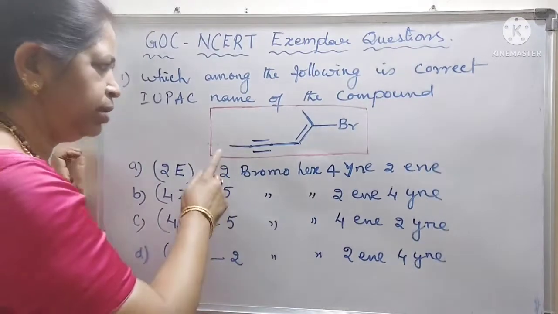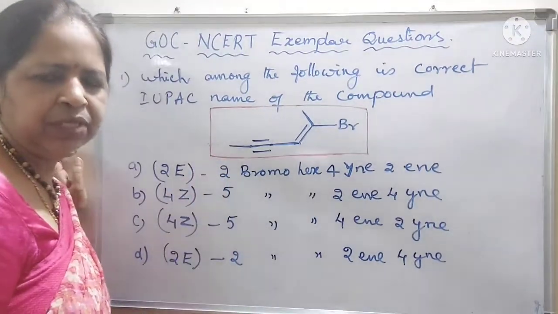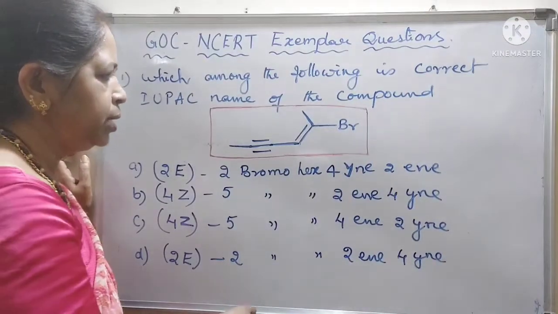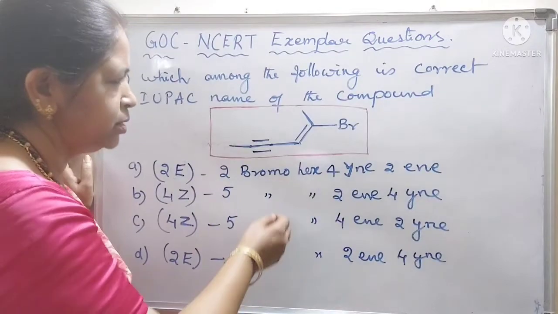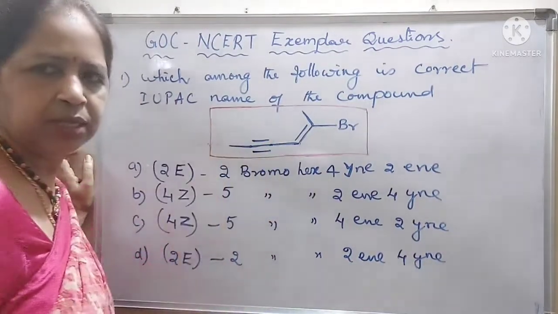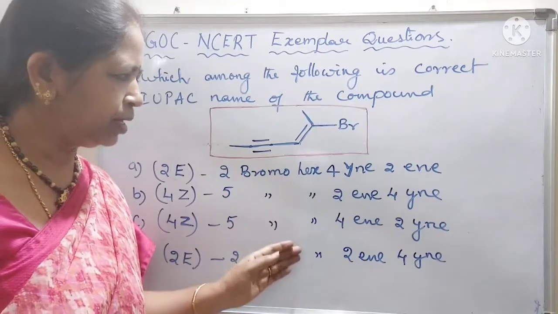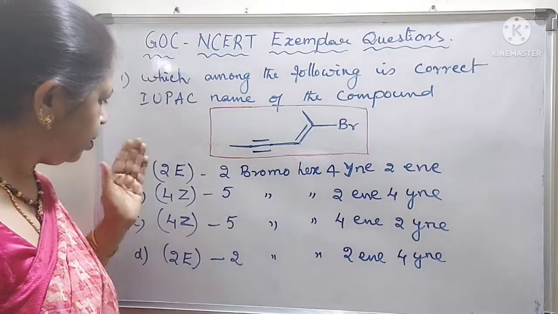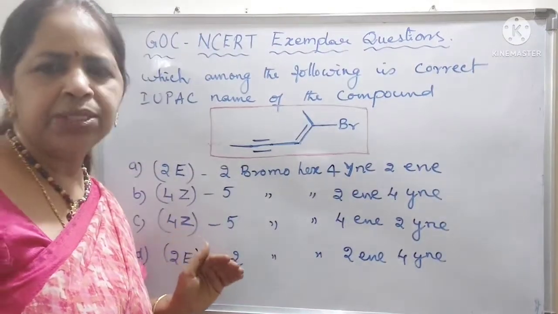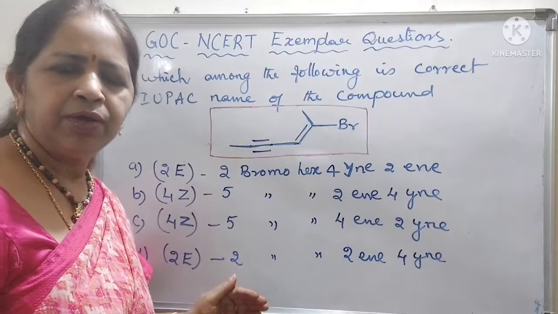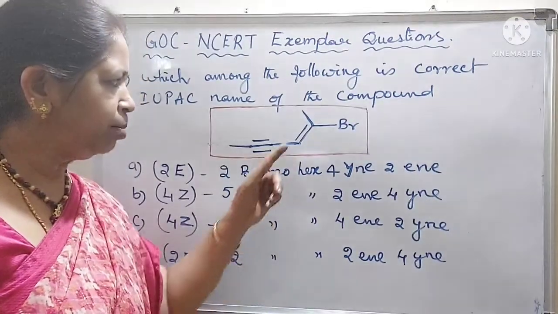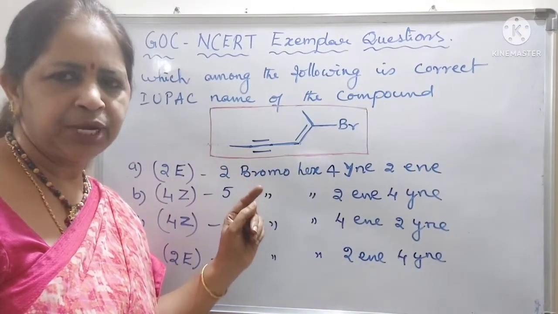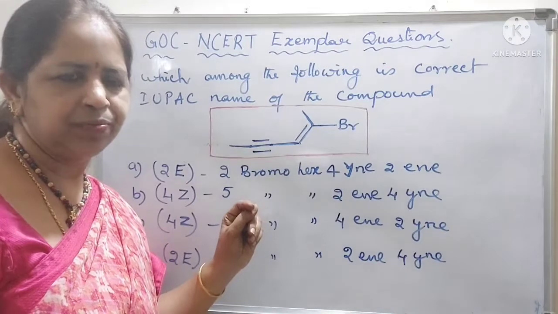This compound is given here. What is the root word? First we have to see how many carbon atoms are present, and in the options it is given as hex: 1, 2, 3, 4, 5, 6. It is a 6 carbon chain and it is given as hex in all the options, and in these options the EZ configuration is applied and we have to check the double bond and triple bond positions. We have to apply EZ isomerism and also the priority rules.